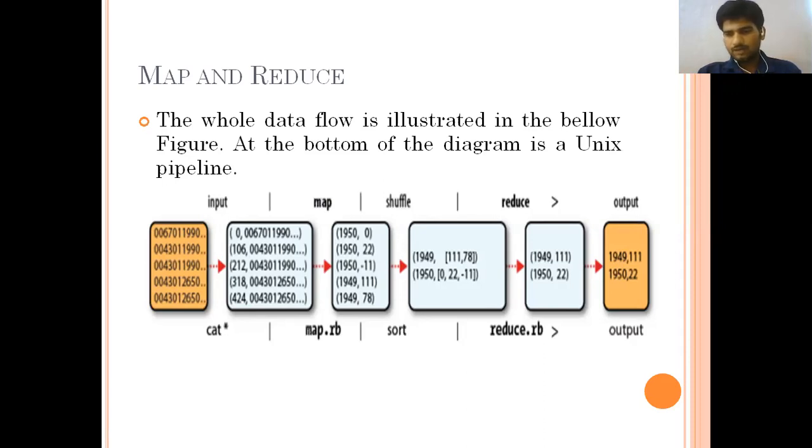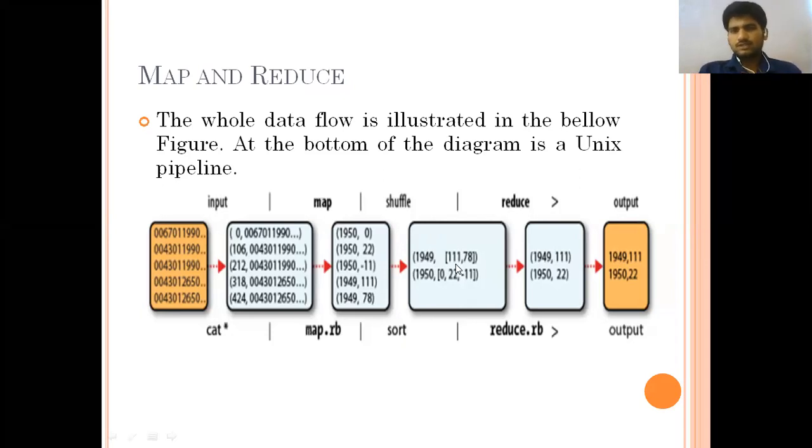Then map.rb is used to group the key value pairs into a mapper. Then we have a sort function, we can sort all those things. Then the final sort. Then we have the reduce function, reduce.rb. The final output is the maximum temperature in a particular year. In the final output, in 1949 we have a 1 and in 1950 we have a 1. So this is the final thing.